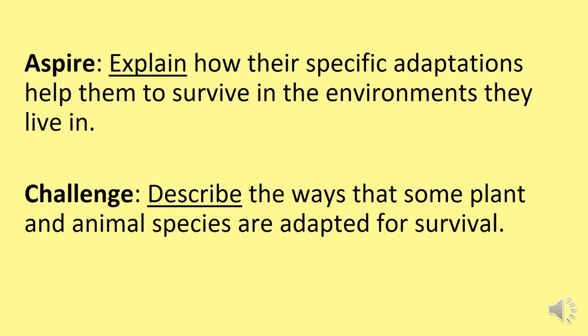Okay, we're going to start off by looking at the learning outcomes for today. Our challenge outcome for this lesson is to describe the ways that some plant and animal species are adapted for survival. And our aspire outcome is similar to the challenge outcome, but we're going to explain how these specific adaptations then help these plants and animals survive in the environments that they live in.